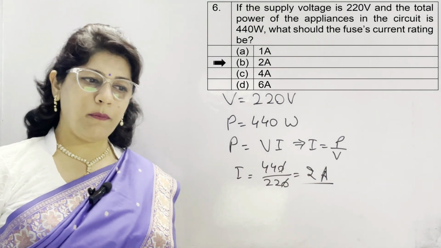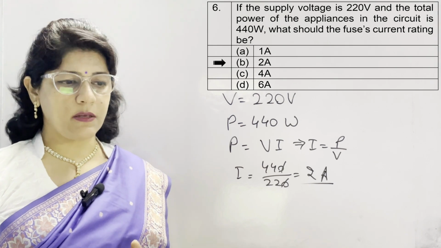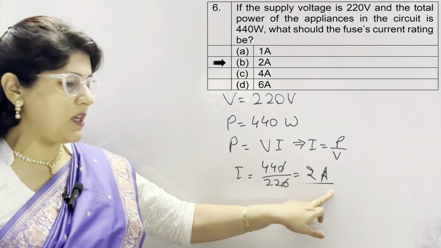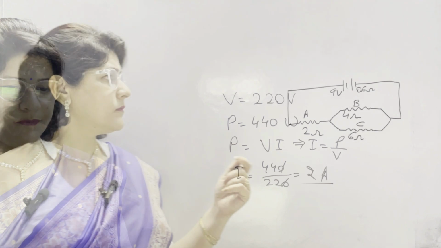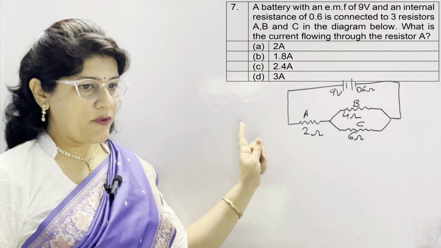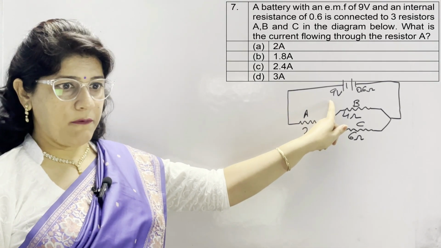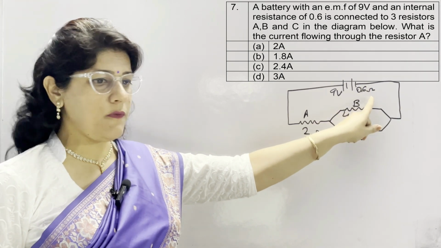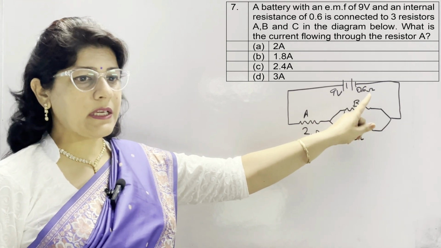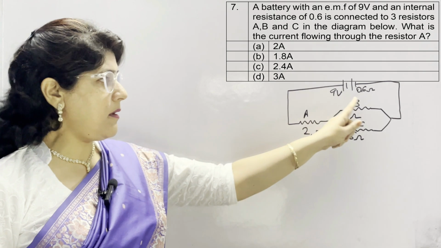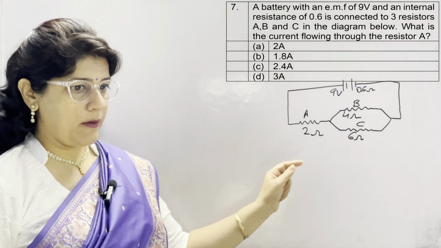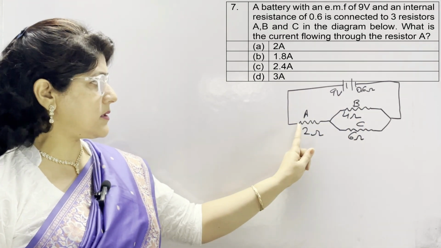Given options are 1 ampere, 2 ampere, 4 ampere and 6 ampere, and the correct option is B, which is 2 ampere. Question number 7. A battery with an EMF of 9 volt and an internal resistance of 0.6 ohm is connected to 3 resistors A, B and C in the diagram. What is the current flowing through the resistor A?